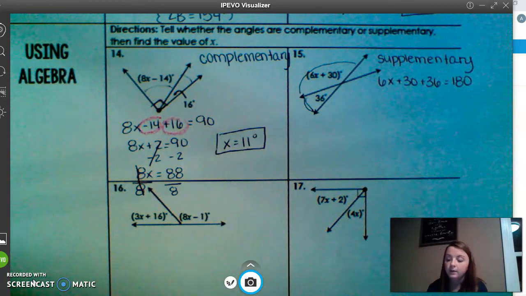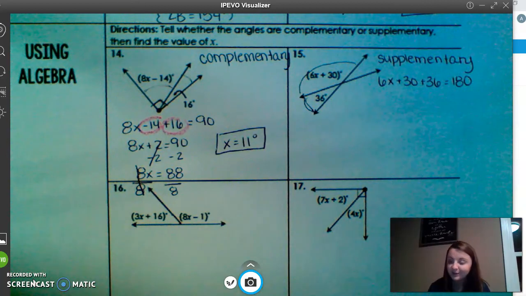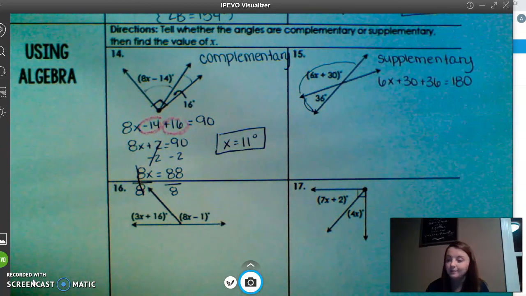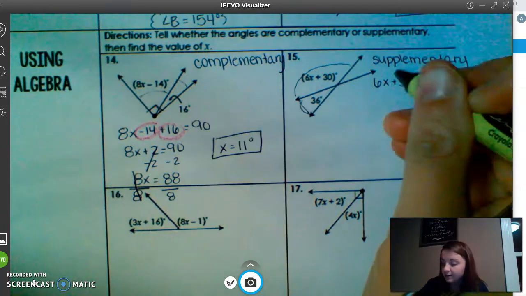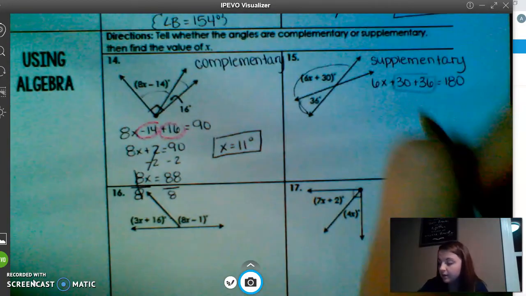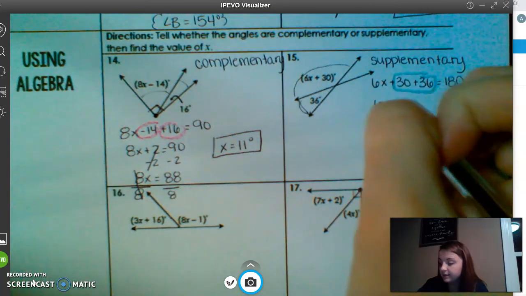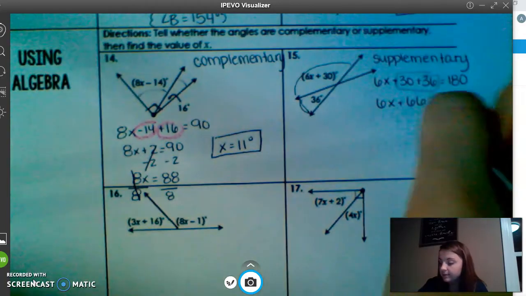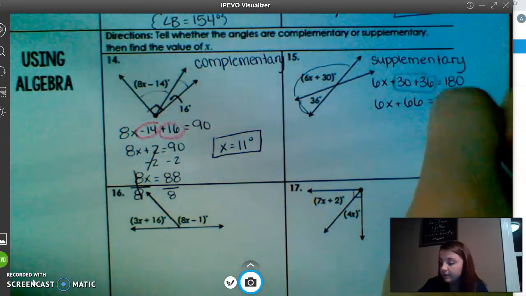Okay, well again, I have like terms on the same side of the equal sign, so I have to combine them. Got to do that first. So 30 plus 36 is 66. So I've got 6x plus 66 equals 180.